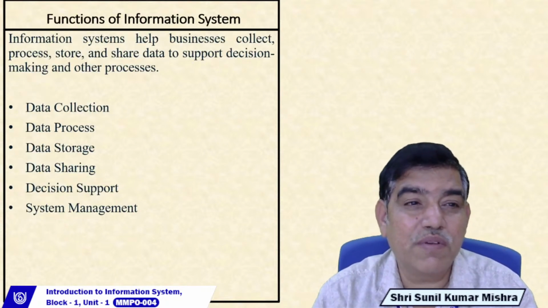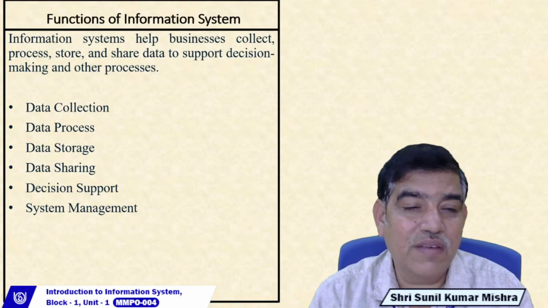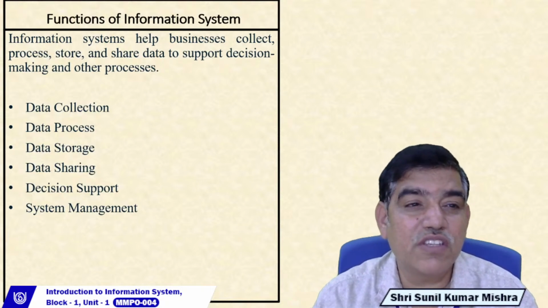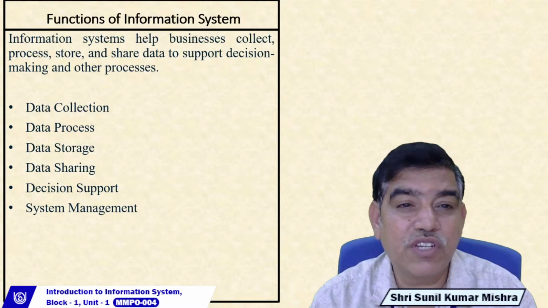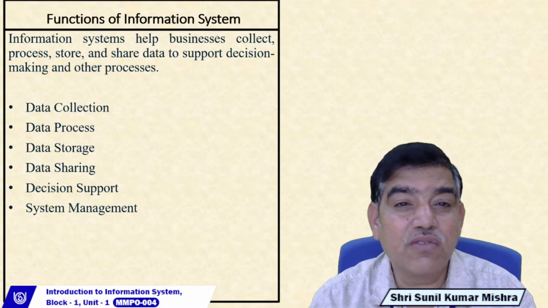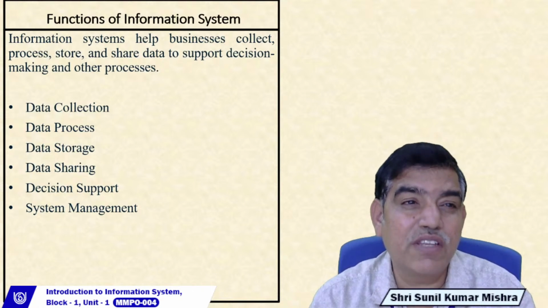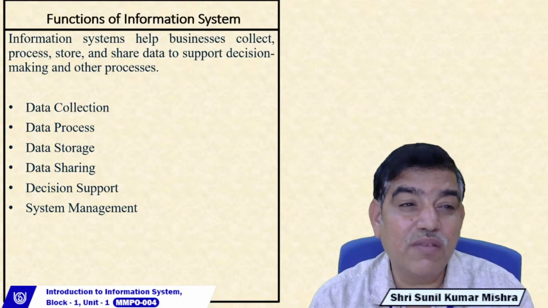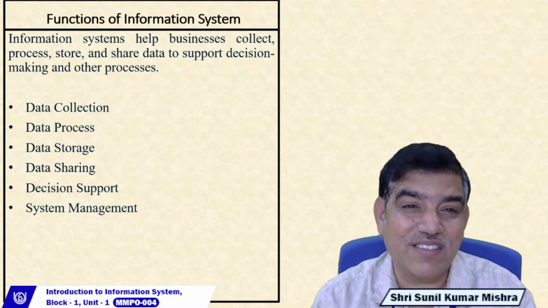Then, functions of information system. Information systems help business organizations to collect, to process, to store, to share data, to support decision making and other processes. These are the major functions of information system. Functions means how the information system works in the organization.